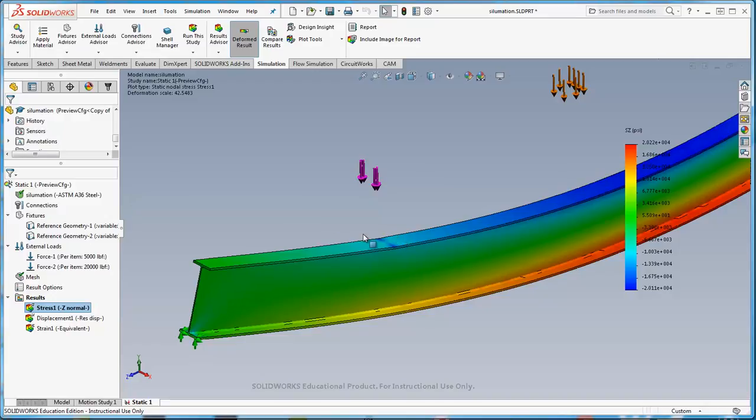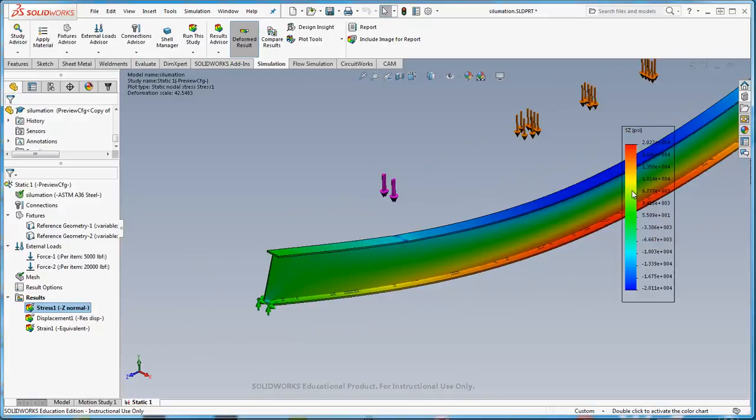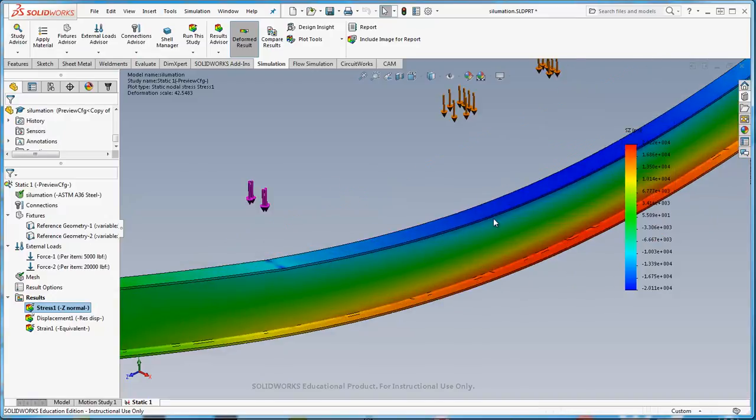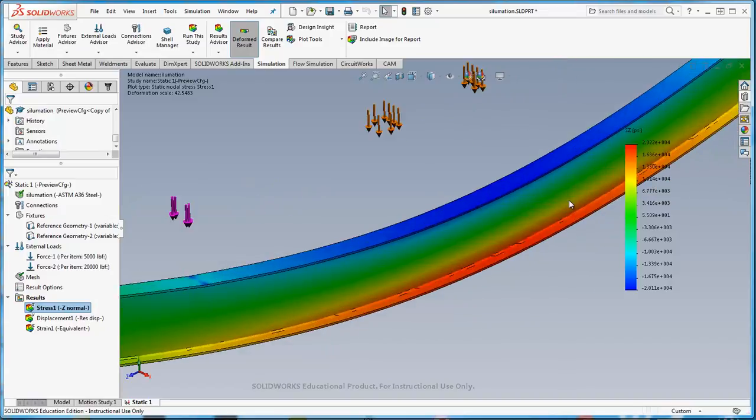But as I get away from that location of the concentrated load, these loads spread out and are more accurately reflected in the model. And so right here in the middle of the model, this should be in compression and the bottom should be in tension, and that's what I'm seeing, negative 20,000 up to positive 20,000. And so this looks like good results here.